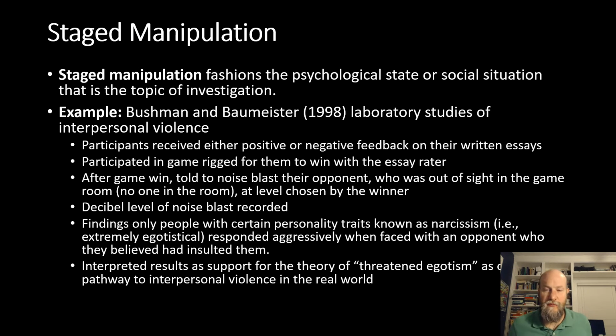So staged manipulation is something that we sometimes engage in. This is how we manipulate an independent variable. If you think about the Milgram study, it's an example of a staged manipulation. This is basically where you try to fashion the psychological state or the social situation that is the topic of investigation within the context of the study. So Milgram was interested in obedience to authority, so he created a situation in which obedience and authority were relevant. Another example from your book is Bushman and Baumeister in 1998.